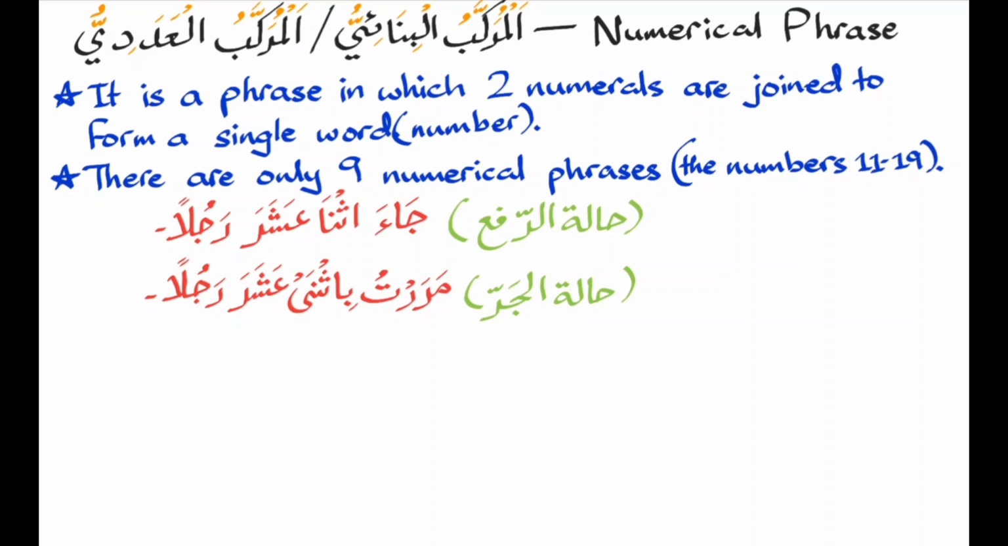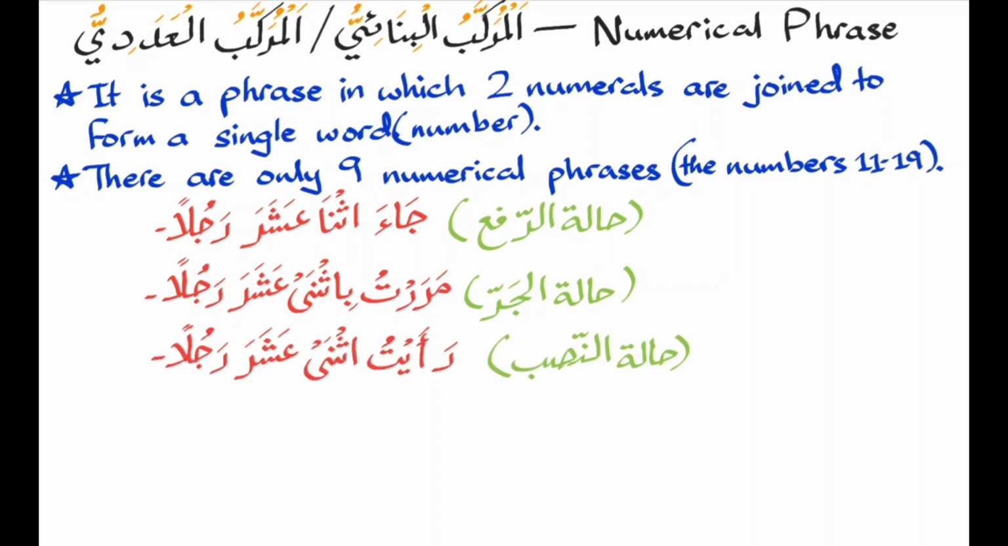Now let's take an example of halatul nasab. This is an example of halatul nasab. Ra'aytu ithnay ashara rajulan. I saw, ra'aytu means I saw 12 men. So now ra'aytu constitutes the fa'il, and ithnay ashara rajulan together becomes the maf'ul. So therefore, since it's maf'ul and a maf'ul is always in halatul nasab, ithna ashar is going to transform into ithnay ashar, as you can see on the screen. So this is all you needed to know about al-murakkab al-adadi and al-murakkab al-bina'i, which was the fourth one.